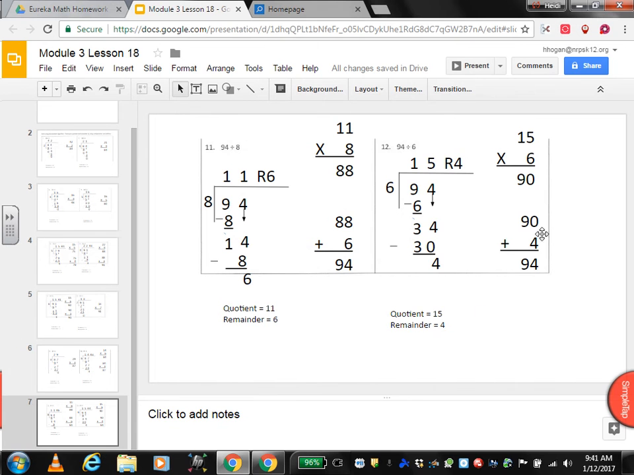Our remainder is 4. We check by multiplying the quotient times the divisor. We get 90. We add on our remainder. We get 94, and that gives us our dividend.